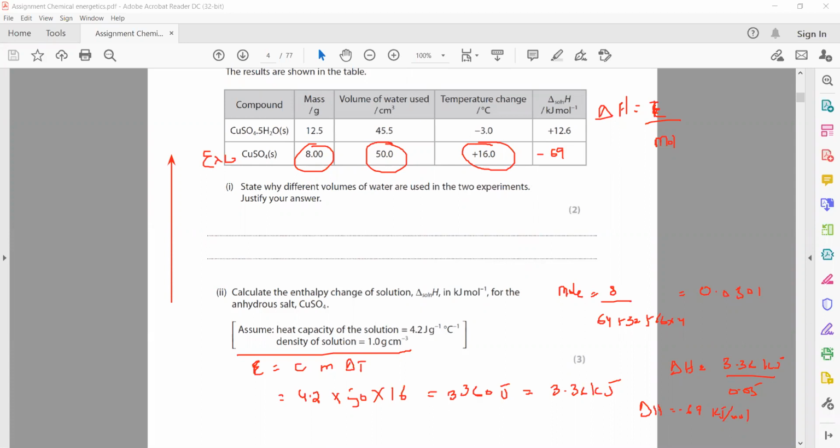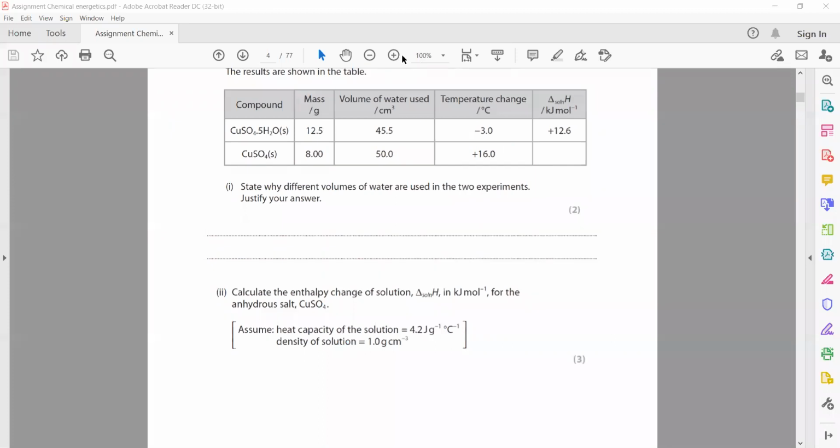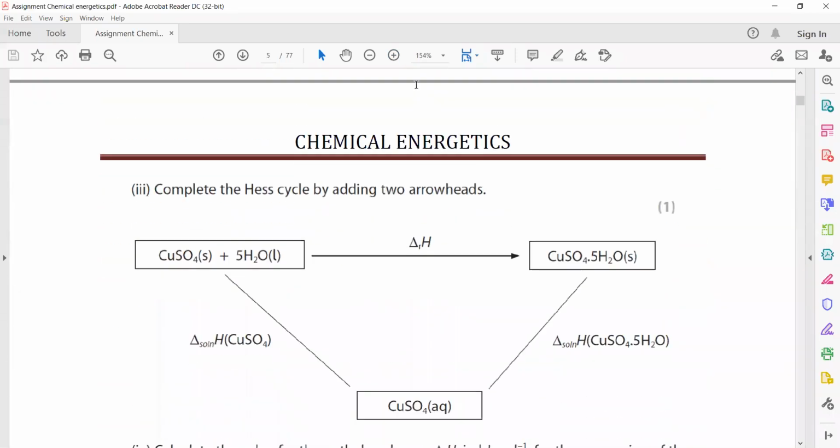If the reaction was endothermic, the temperature would decrease, because the temperature change is final minus initial. So if you are getting a positive temperature change, it means the final temperature is higher and the initial temperature is lower, so the reaction is exothermic. If change in temperature is negative, it means it is an endothermic reaction. So this was 67 kilojoules per mole.